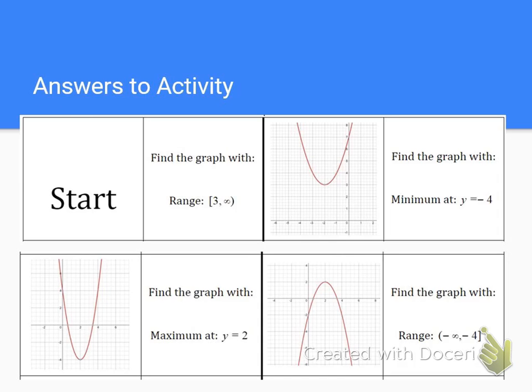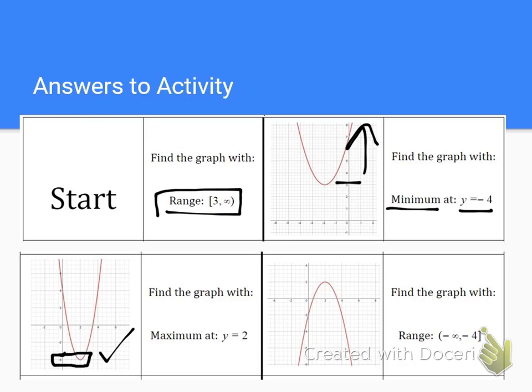So if you want to look at these just for some more practice, you'll see this was start, and then you were looking for a card that had this range. So this graph starts at 3 and goes up forever, so this is the graph that has that range. Then we want a graph with a minimum at y equals -4. This one has a minimum here, and if you look closely, that is -4, so that's the correct card. This graph then has a maximum at y equals 2. Okay, so it corresponds to this one.